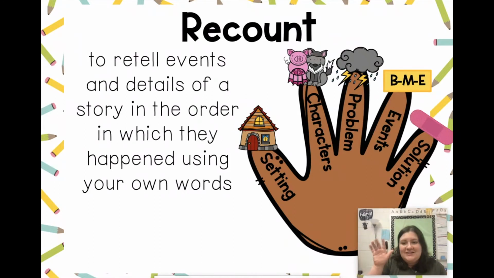So again, you can use your hand or give 5 to recount a story. The thumb describes your setting. The index finger talks about the characters. The middle finger is talking about the problem. The ring finger is talking about your events. And then the pinky finger is talking about the solution. But of course, recounting is only one part of the standard.